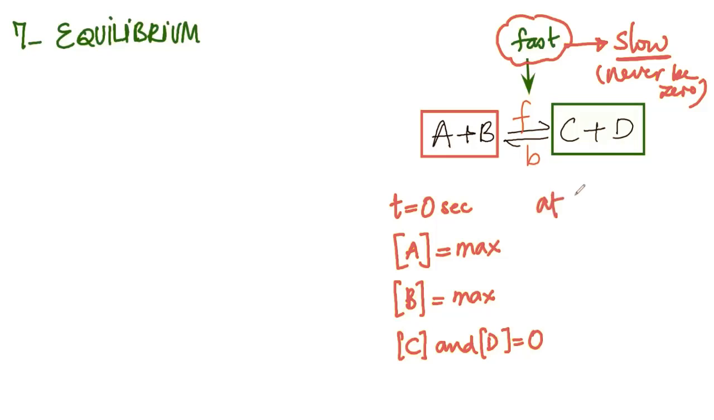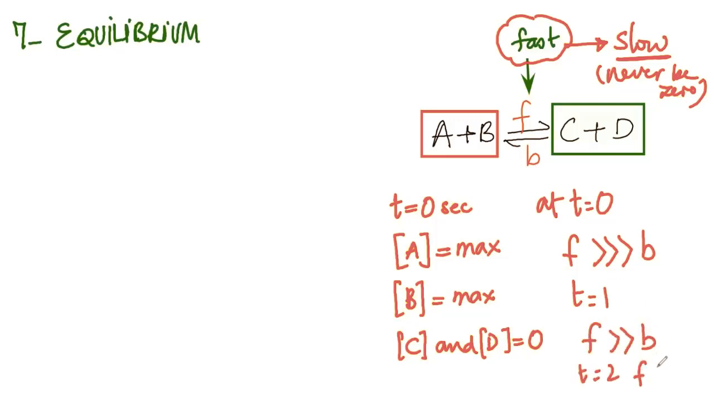So at time 0, the F is much bigger than B. While as the time lapses, like let's say time 1, the F is faster than B. Time 2 seconds, F is faster than B. Let's say time 3, F is equal to B.